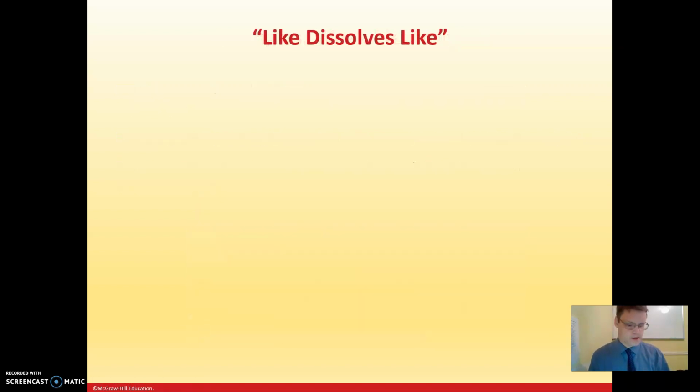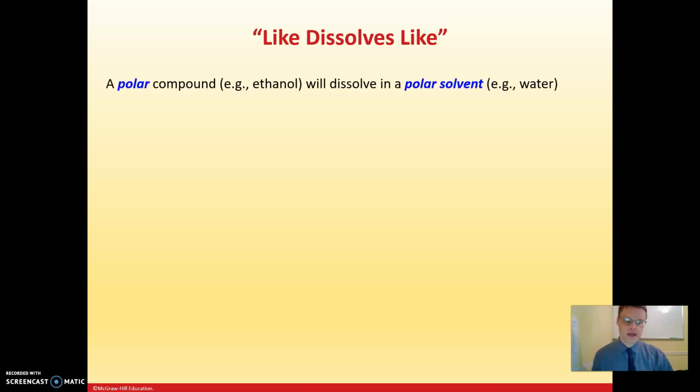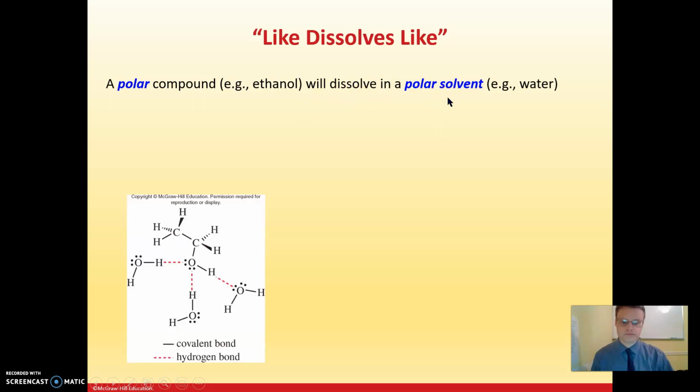All right. So another concept with solutions is this principle of like dissolves like. And we can get some things from this. A polar compound like ethanol will tend to dissolve in a polar solvent, and they're like each other. So the ethanol will dissolve in the water. This is an example of why the ethanol can dissolve in water. It's polar, and also it can hydrogen bond with water molecules.